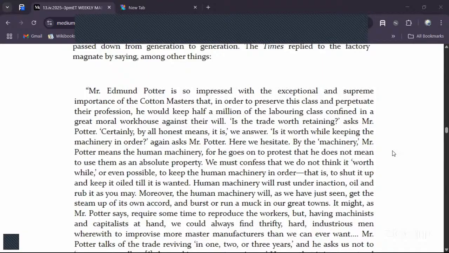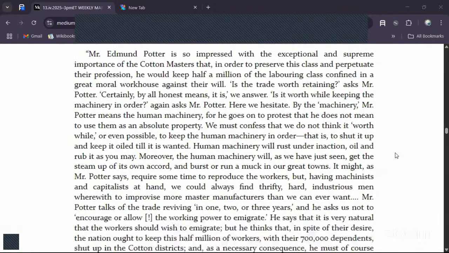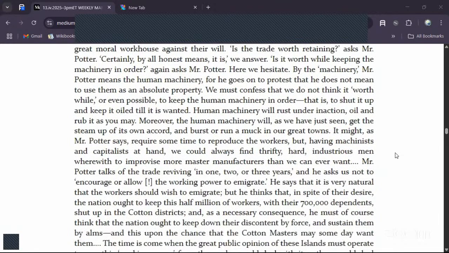Again, asks Mr. Potter. Here we hesitate. By the machinery, Mr. Potter means the human machinery, for he goes on to protest that he does not mean to use them as an absolute property. We must confess that we do not think it worthwhile or even possible to keep the human machinery in order, that is, to shut it up and keep it oiled until it is wanted. Human machinery will rust under inaction, oil and rub it as you may. Moreover, the human machinery will, as we have just seen, get the steam up of its own accord and burst or run amok in our great towns.